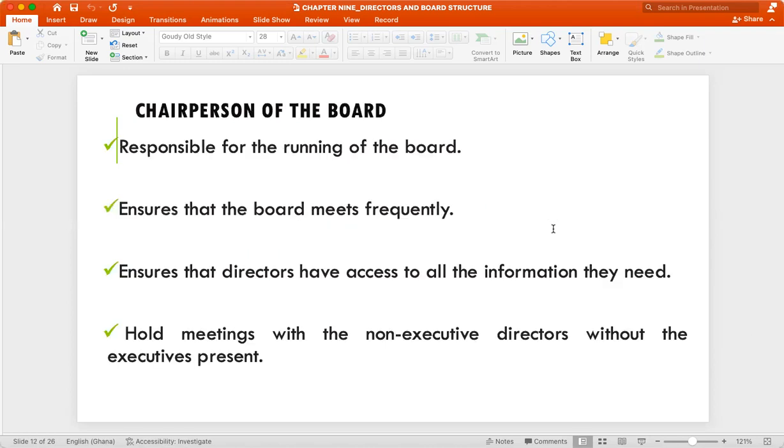So the chairperson of the board is responsible for the running of the board. He or she ensures that the board meets frequently. Okay. Ensures that directors have access to all the information they need. Holds meetings with the non-executive directors without the executives present. Okay. So in the case of a unitary board, you still have at some point to hold meetings with the non-executive directors, because you want at that point to get more objective suggestions and opinions on certain matters instead of meeting both the non-executive and the executive.